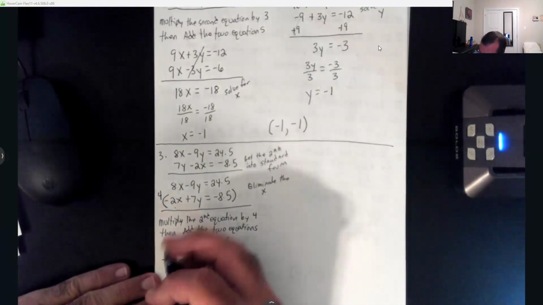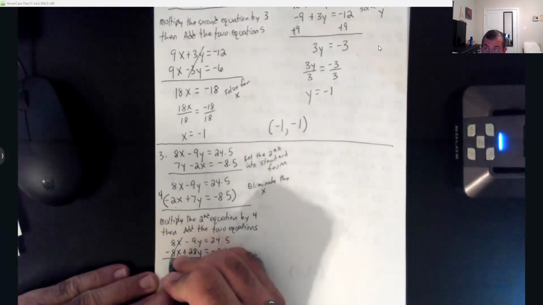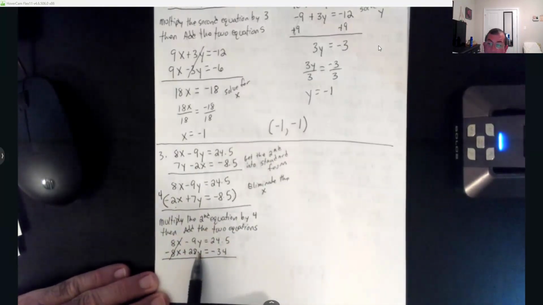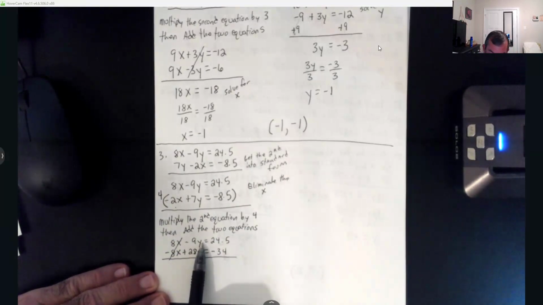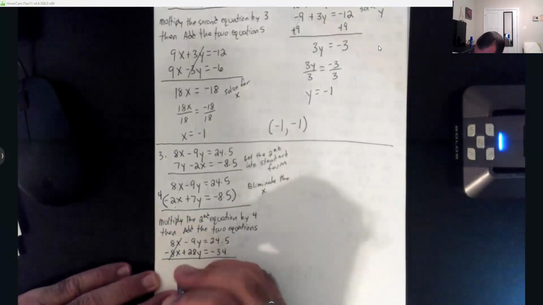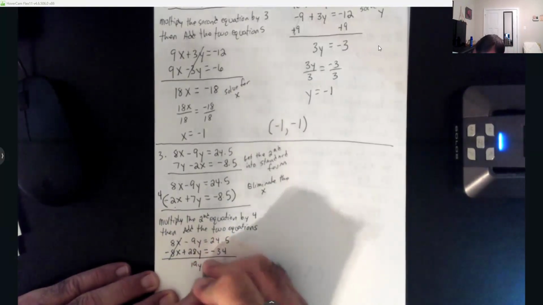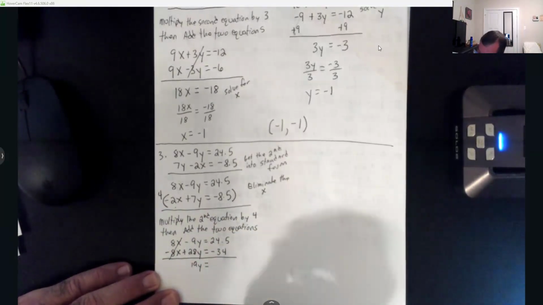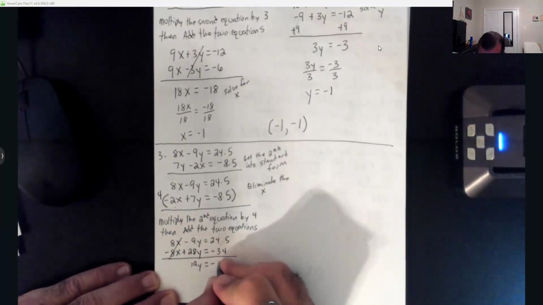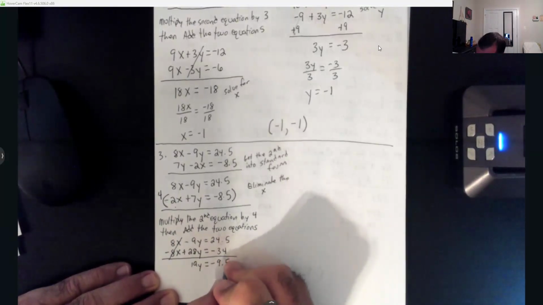Oh, y'all, so let's see. The x's cancel like I wanted. 28 and -9 give me a 19y equal to a -9.5.